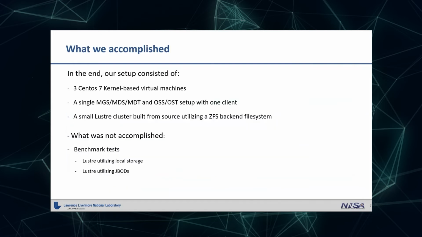All right, so what we accomplished. In the end, our setup consisted of 3 CentOS KVMs with a single MGS, MDT, and MDS installed on one KVM. On another KVM, we had the OSS and OST, and on the last one, we had the client. Altogether, this consisted of a small Lustre cluster built from source utilizing a ZFS backend file system. Due to some of the challenges we faced and time constraints, we were not able to accomplish our benchmark tests, which would have compared the speeds of Lustre utilizing local storage versus utilizing JBODs. But this can be left to a future endeavor with Lustre.